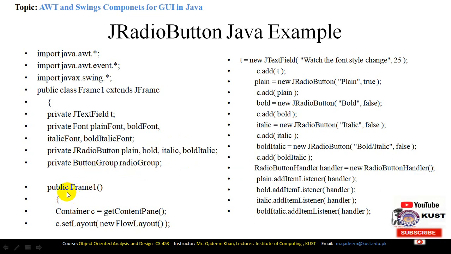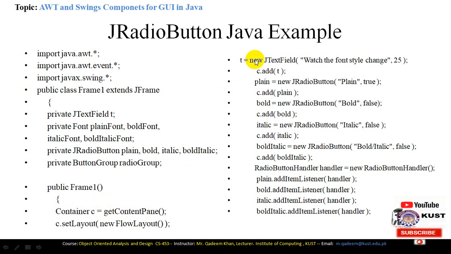Here we have the constructor, public Frame1 is the constructor. Here we define the container c = getContentPane. That means we have defined the c object of the Container class, which will contain the full GUI of the Java. Then we have defined the layout, c.setLayout(new FlowLayout). When we resize the program, all the components will be arranged from left to right. So this is the flow layout here.